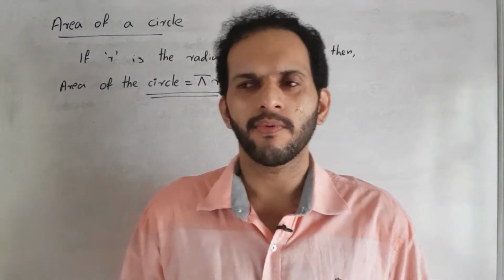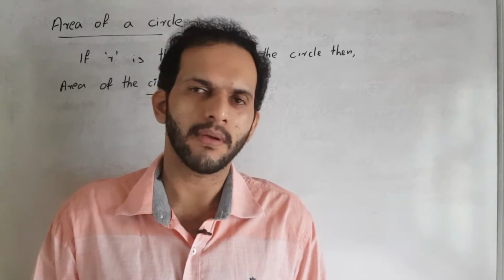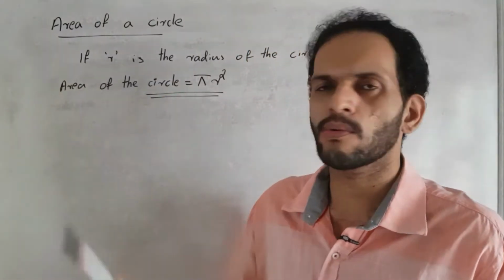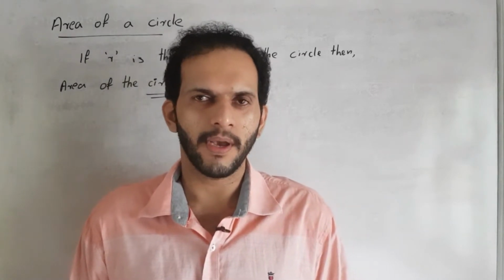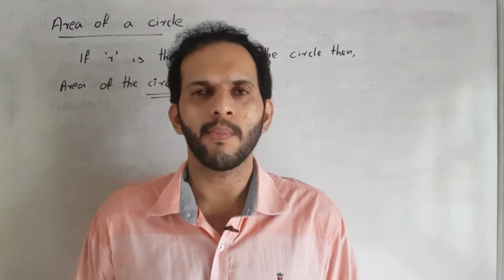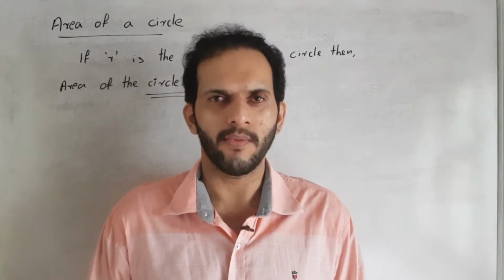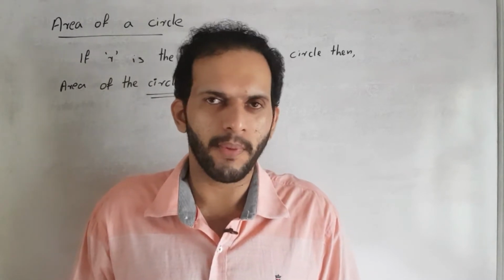Then what is the equation for finding the area of a circle? The equation we use to find the area of the circle is equal to pi r square. What is r? r is the radius of this circle. Then we know the value of pi. We have two values. What are they? 22/7 or 3.14. According to the situation, we use any one of these values for pi.